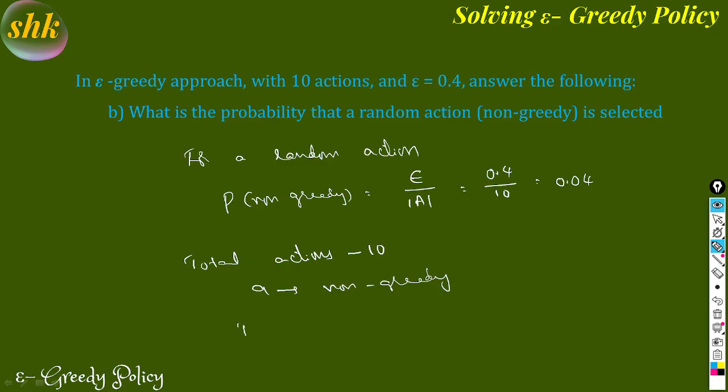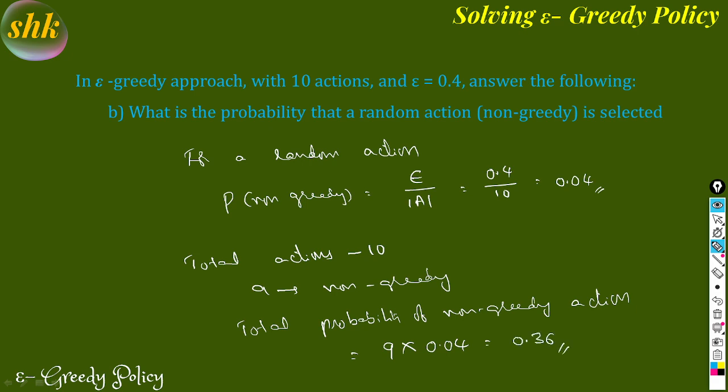So the total probability of selection of a non-greedy action is given as: for each action it is 0.04, and as we have a total of 9 non-greedy actions, 9 into 0.04 results in 0.36.